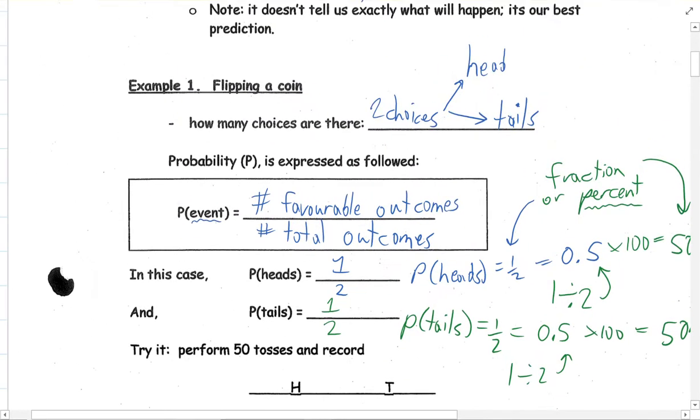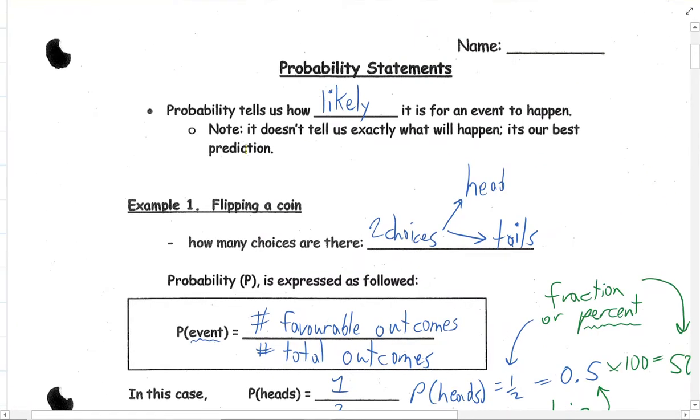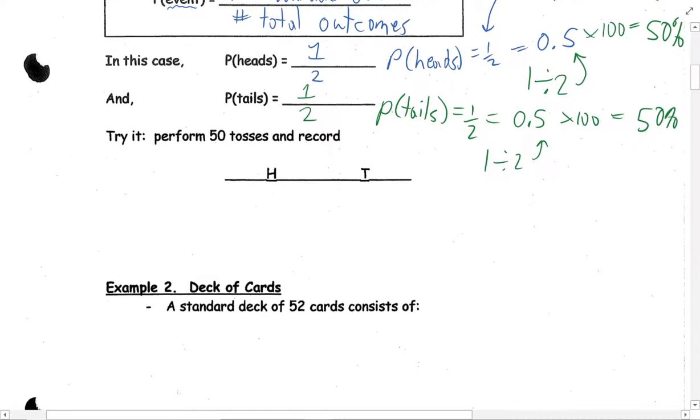So remember that this is just a prediction, okay? It doesn't tell us what will happen next, all right? Every time we flip the coin, you will get heads or tails, all right? And this is complete.